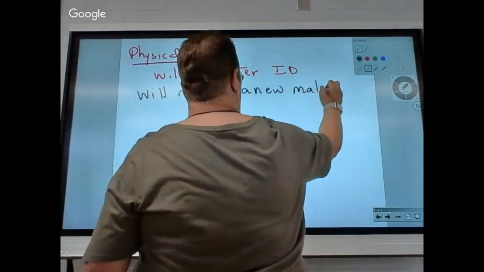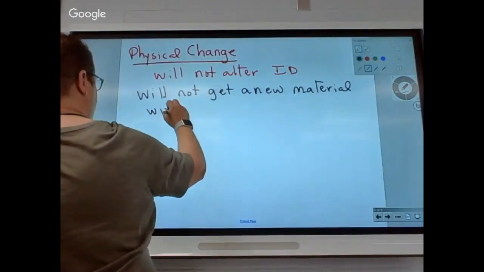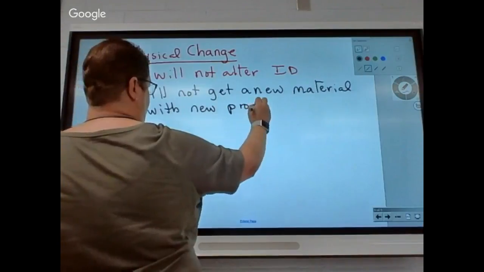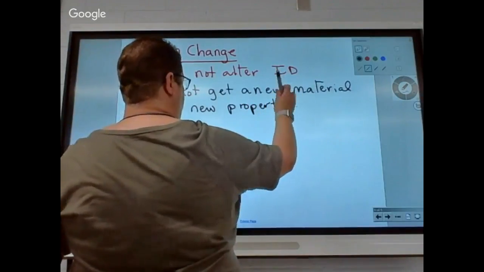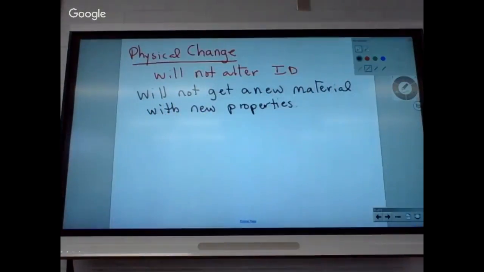material with new properties. Okay, and when we talk about chemical in just a second, you will get a new material and you will get new properties. So, if we're not going to get a new material and we're not going to get new properties, what kind of things are going to fall under physical change? How do we get physical changes?